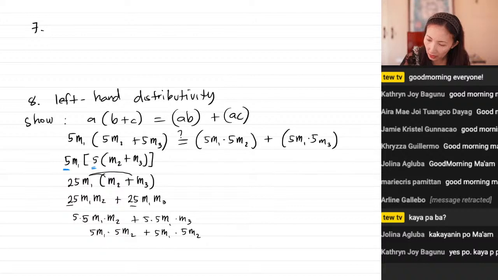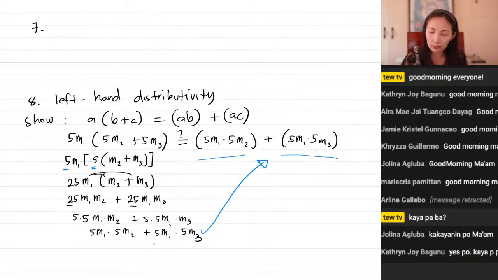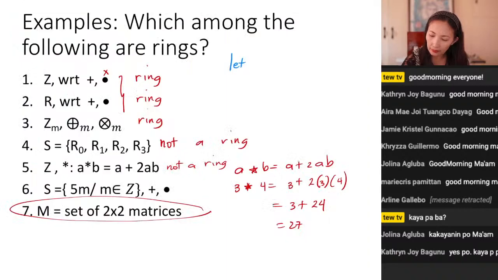So that's it. Are they equal now? So this is what I did. I simplified, or should I say I worked on one side of the equation and brought it to a form equivalent to the other side. So 5m1 times 5m2 is exactly equal to this, and 5m1 times 5m3 is exactly equal to this one. And so that's it. So I was able to prove the answer here is yes, it's a ring.